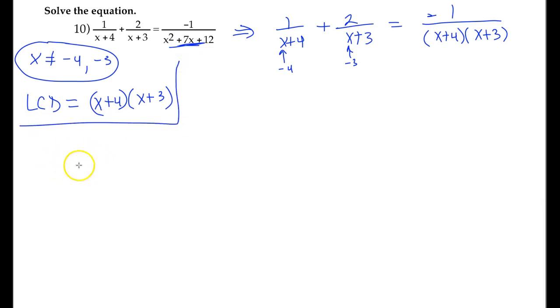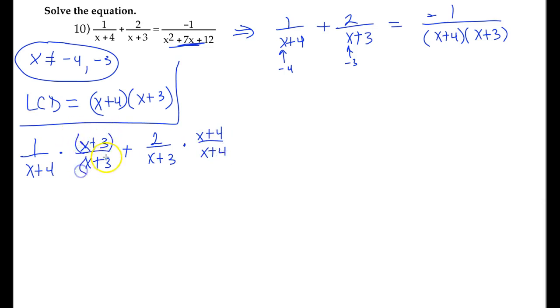And so now, knowing this information, one way that you can do it is you can just form equivalent fractions with the left side of this, since the right side already has everything that it needs, okay? So if you notice here that we got the 1 over x plus 4, what it's missing in the denominator is x plus 3. So you can multiply numerator and denominator by x plus 3. Same thing, second term, this one is missing the x plus 4. So you multiply numerator and denominator by x plus 4.